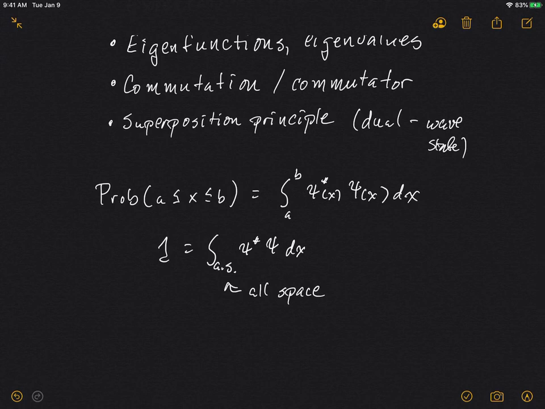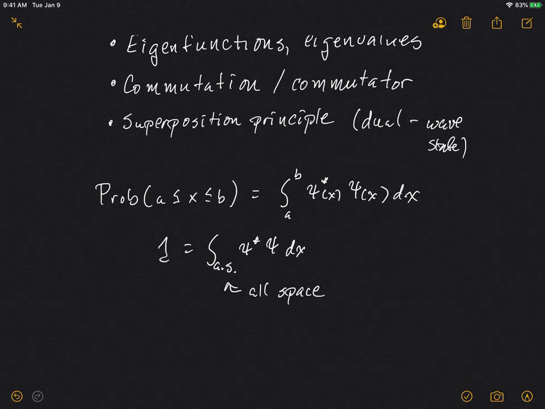We say that probability has to be conserved, right? All of the probabilities have to add up to 1. If you're talking about discrete probabilities, the probabilities of all possible outcomes have to add up to 1. In the case of a continuous probability density, it involves an integral like this.